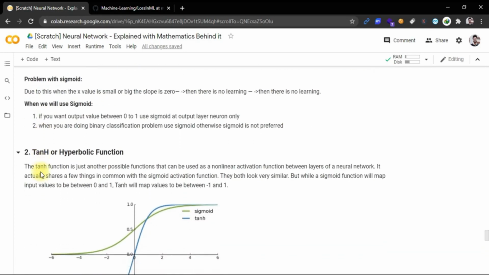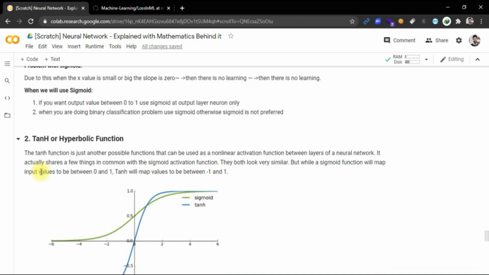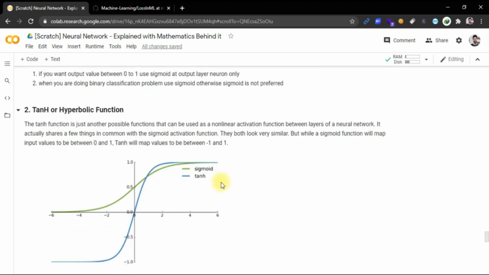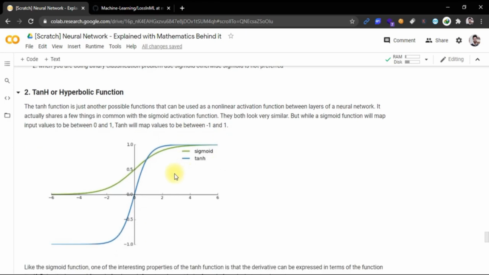Our next topic is tanh, or the hyperbolic tangent function. The tanh is just another example of a function that can be used as a non-linear activation function in our neural networks. It is different from the sigmoid in that the sigmoid generates values between 0 and 1, but the tanh generates values between minus 1 and 1. This is the simplest difference between the tanh and sigmoid.